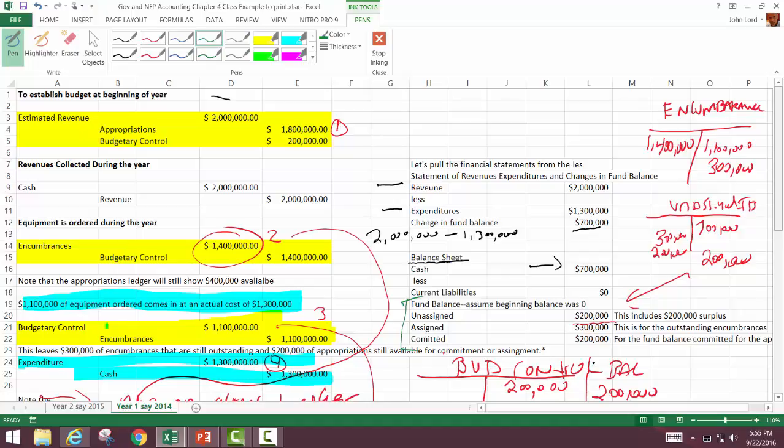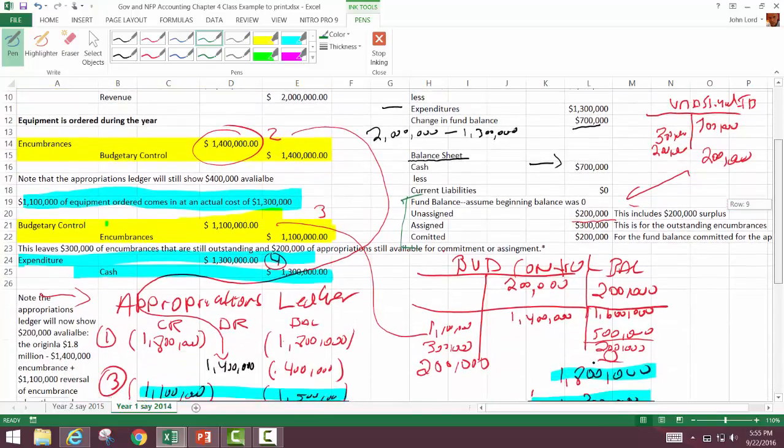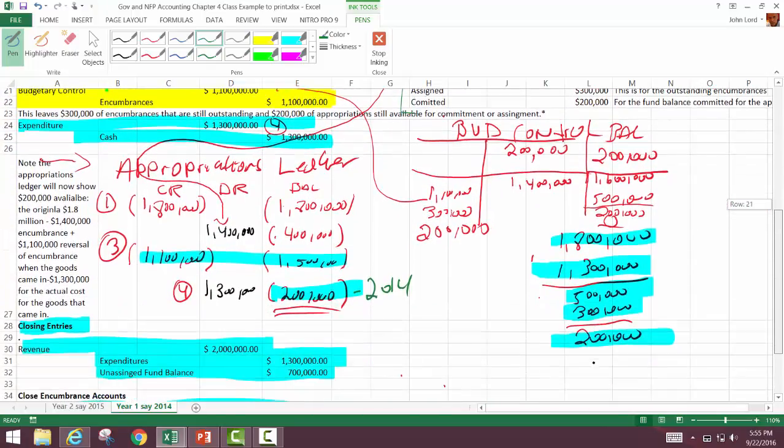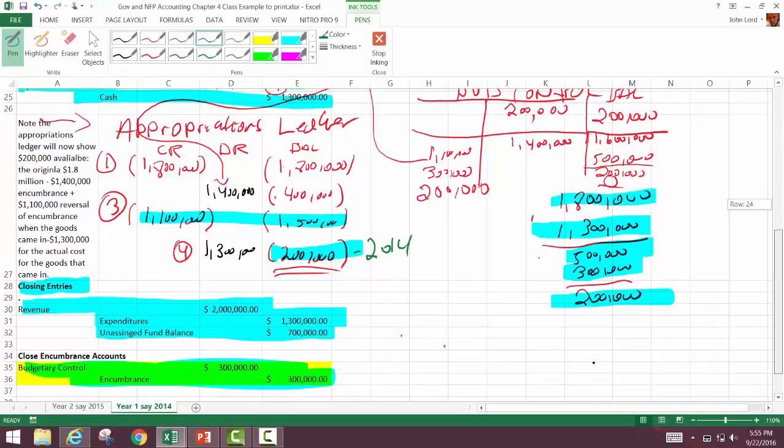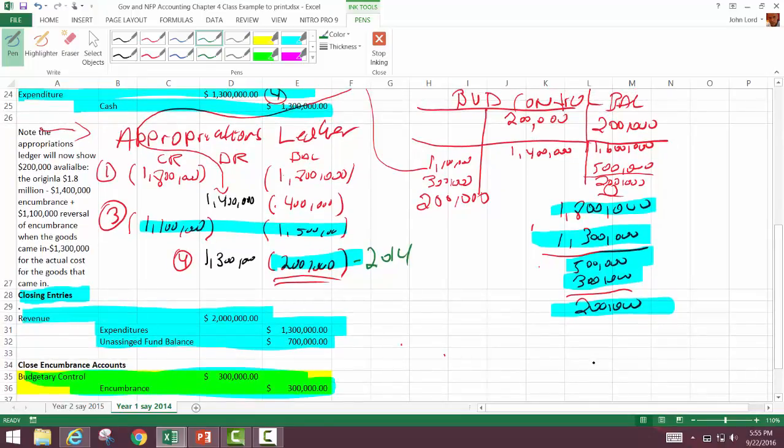I come back over. I debit my budgetary control for the 300,000, and notice my budgetary control had 1.6 in it, but then when the 1.1 came in, I debited my budgetary control. I credited my encumbrance. There's 500,000 left. And since I just debited budgetary control when I credited the encumbrance, now there's only what? Now there's only 200,000 left, right? In my budgetary control? Okay, and then what?